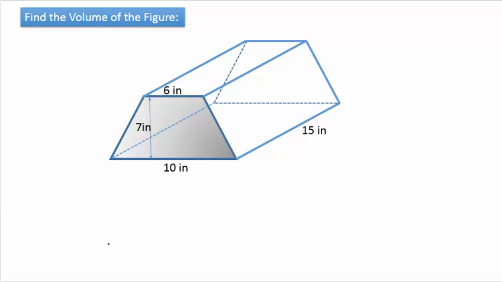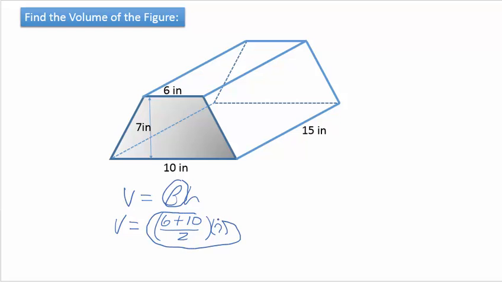So how do you find the volume of a trapezoidal prism? Well, you use volume is area of the base times height. So the volume is, what is the area of that trapezoid? Well, remember it's base 1 plus base 2 divided by 2, all multiplied by the height of 7. So that's my big B right there. That's the area of my base.